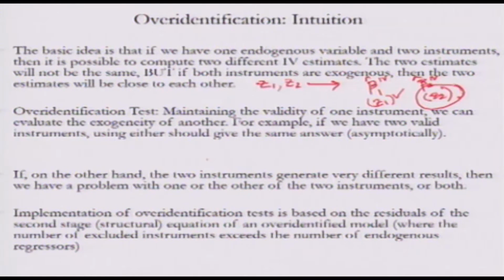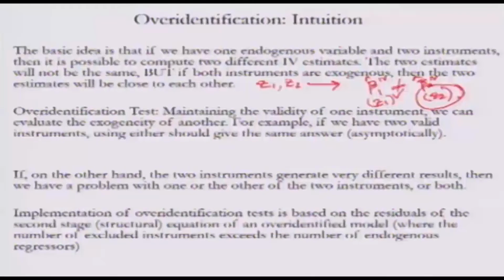So that's the principle. If on the other hand the two instruments generate very different results, then we have a problem with one or the other of the two instruments or both of them. If the two IV estimates are not the same, then it's more difficult to interpret whether any one of the IVs is valid or not. That also raises doubt about the assumption that you first made, that Z1 is valid, because you cannot be sure whether Z1 is valid and Z2 is invalid or the other way around.